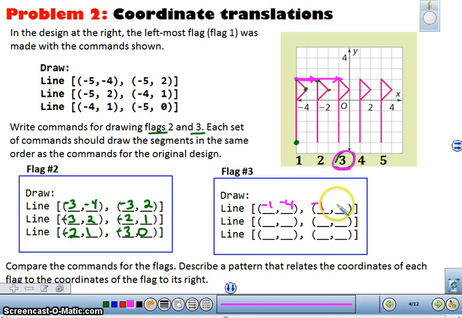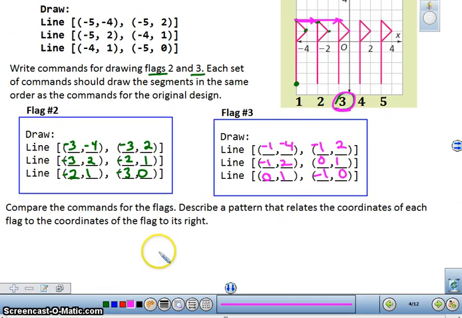So here we're going to -1, 2. At -1, 2, we are now going to this point, which is located at 0, 1. From 0, 1, our last point is at negative 1, 0. And again, just like yesterday, we want to compare our flags. We want to describe the pattern.